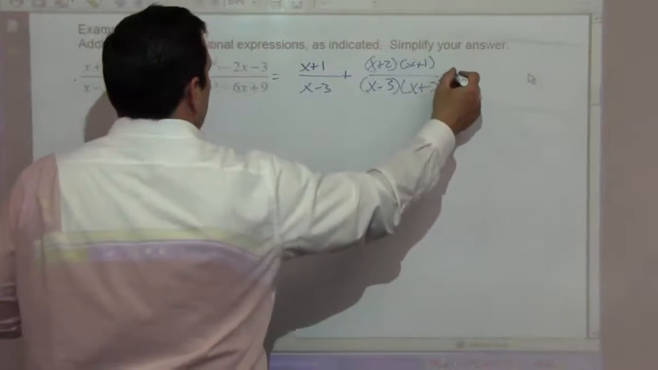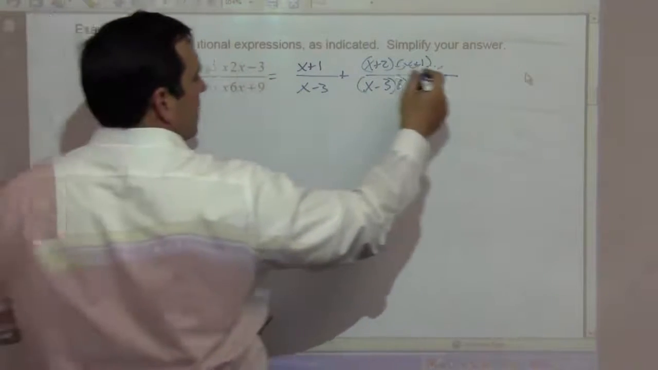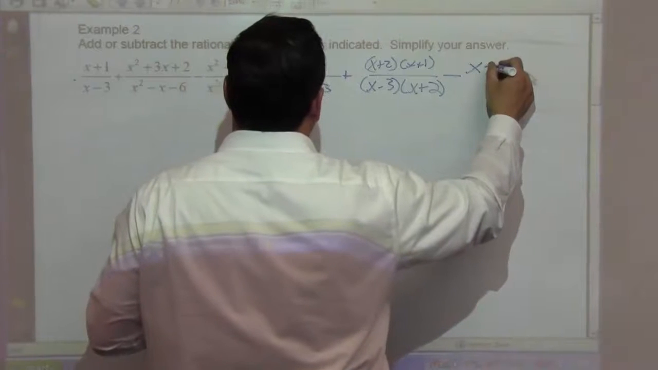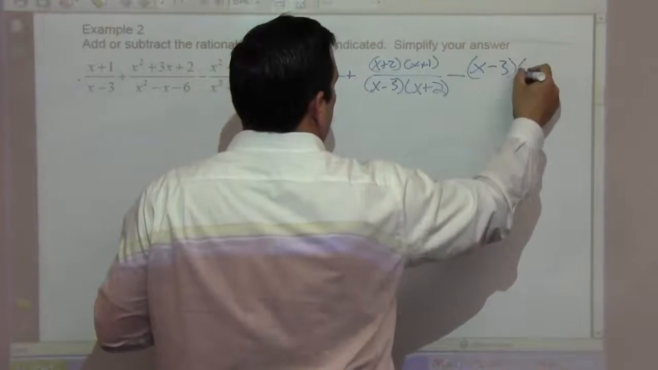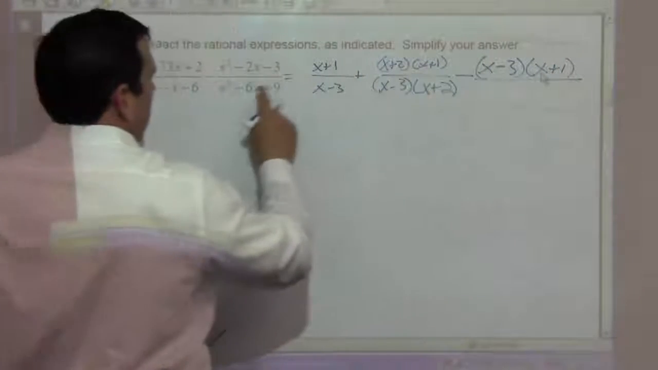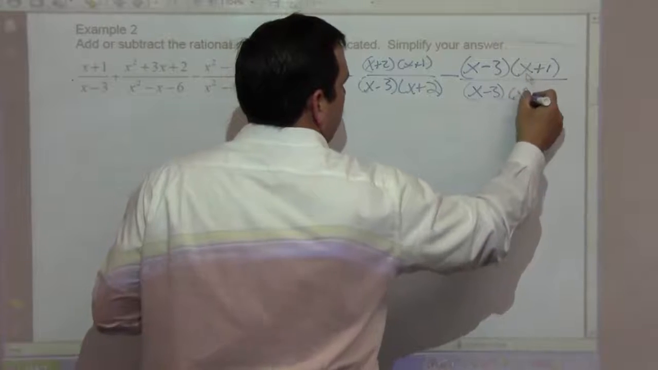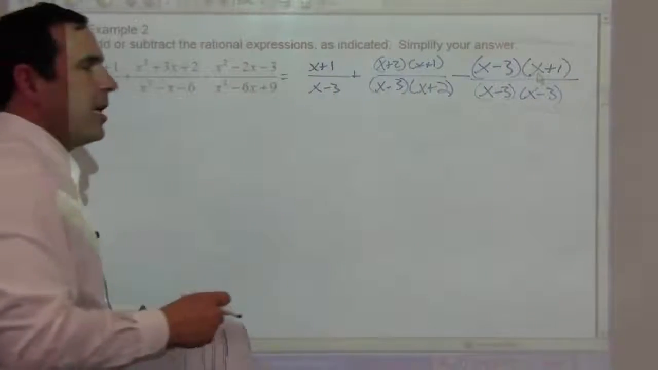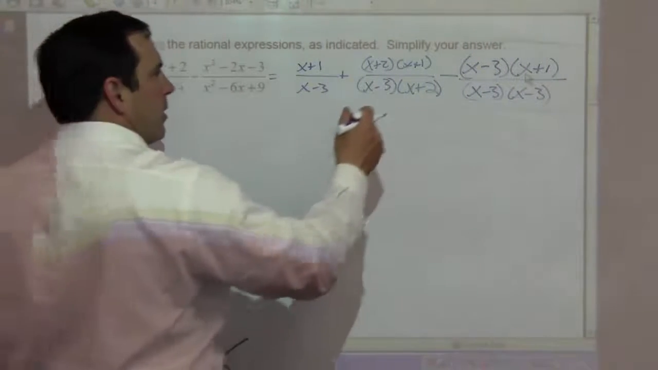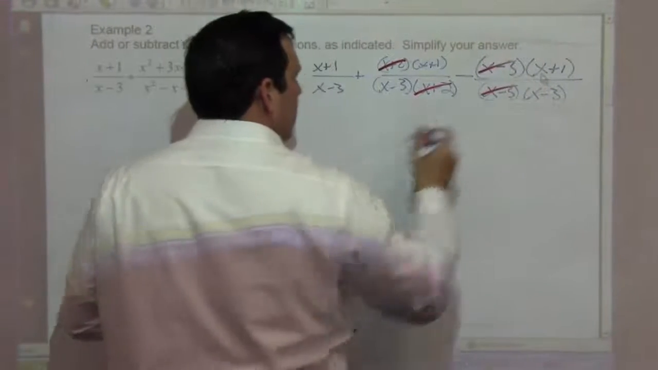That'll work. And then minus, x squared minus 2x minus 3 is x minus 3 times x plus 1, over x minus 3 times x minus 3. So the nice thing in here, when you factor that down, some things are going to divide out, like the x plus 2's, x minus 3's.